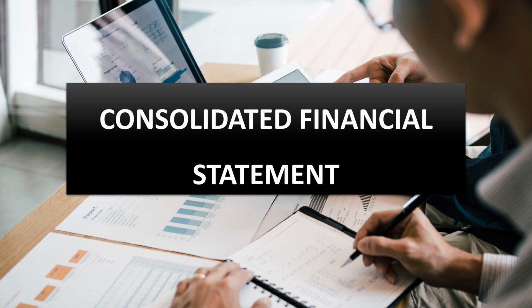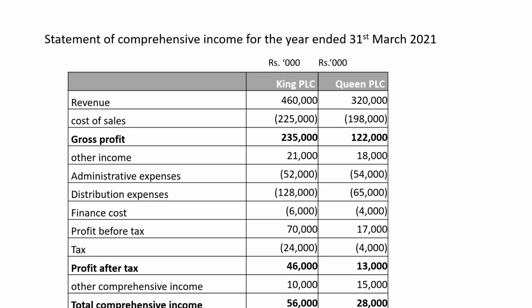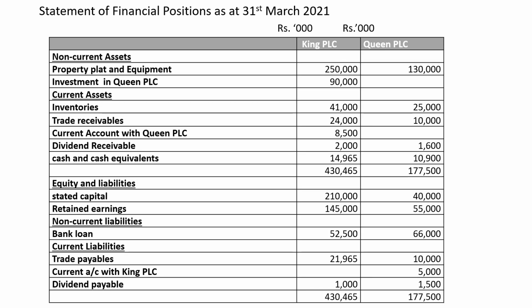In this video, we are going to talk about Advanced Financial Accounting, Consolidated Financial Statements. Here, to cover up the session, I'm going to refer to your tutorial. In the tutorial, you are given two companies, King and Queen, and they have provided the Statement of Comprehensive Income for the year ended 31st March 2021, as well as the Statement of Financial Position as at 31st March 2021.